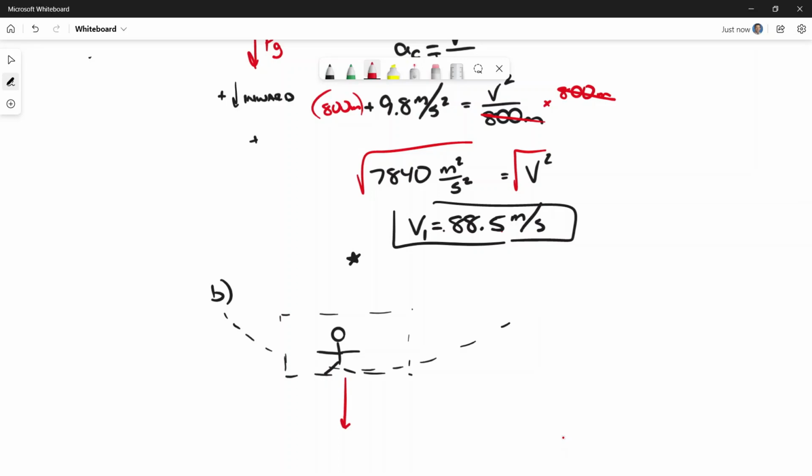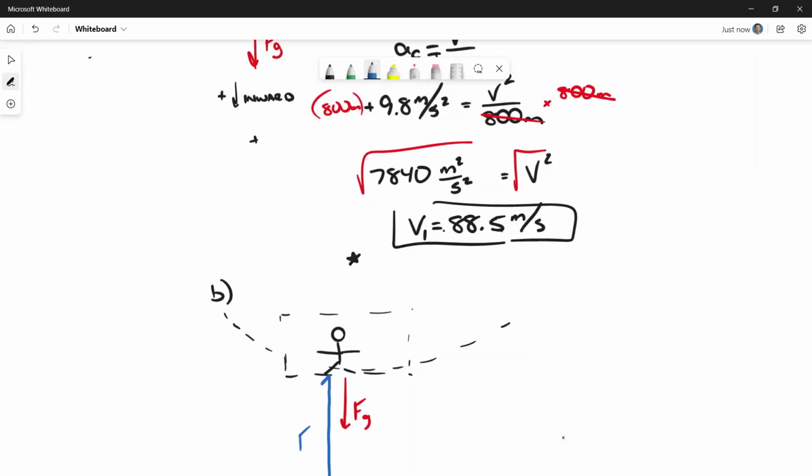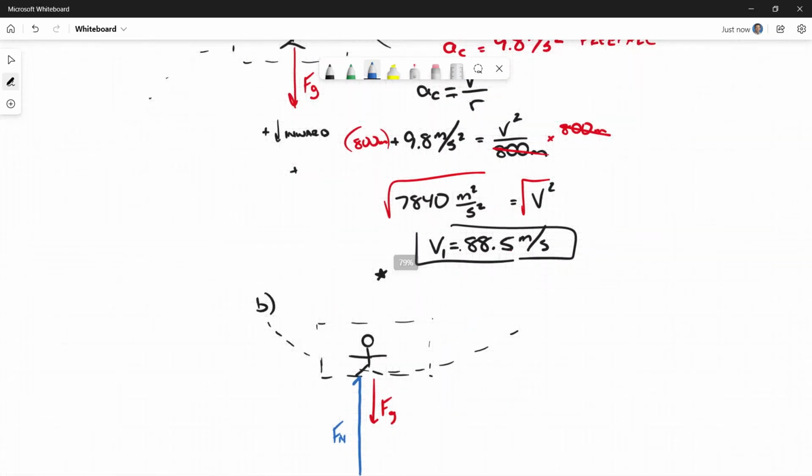Well, this passenger still has gravity acting down. What force is going to push up on this passenger such that they have a net force inward in order to accelerate along that curve? That's going to be the surface of the fuselage. The floor of the plane is going to be pushing up. We'll call that a normal force. And if we know what the normal force is, compared to Fg, we can actually determine the number of G's.